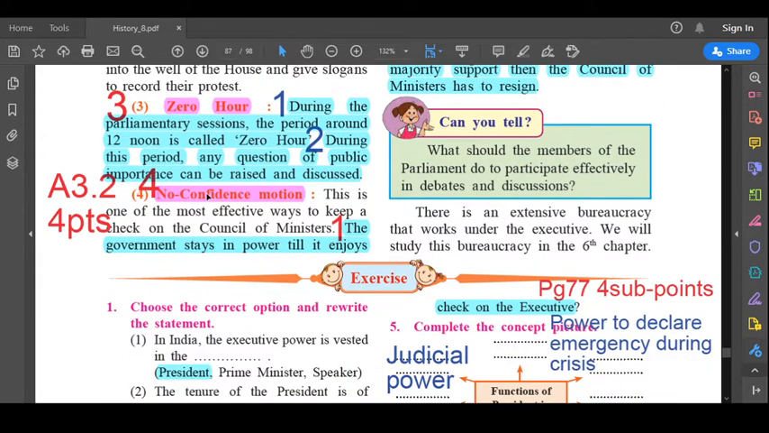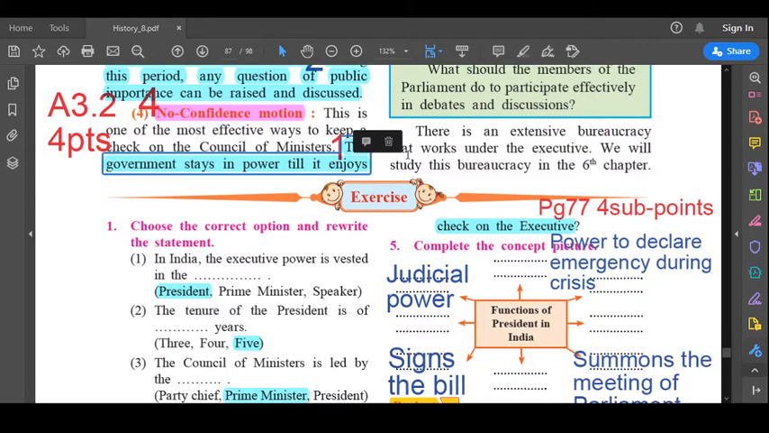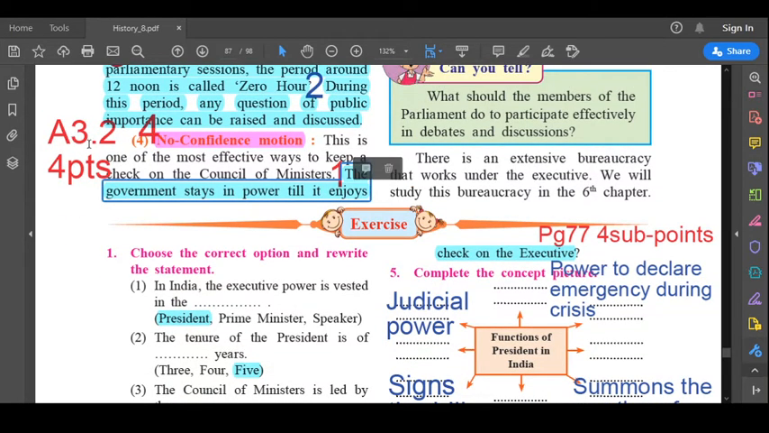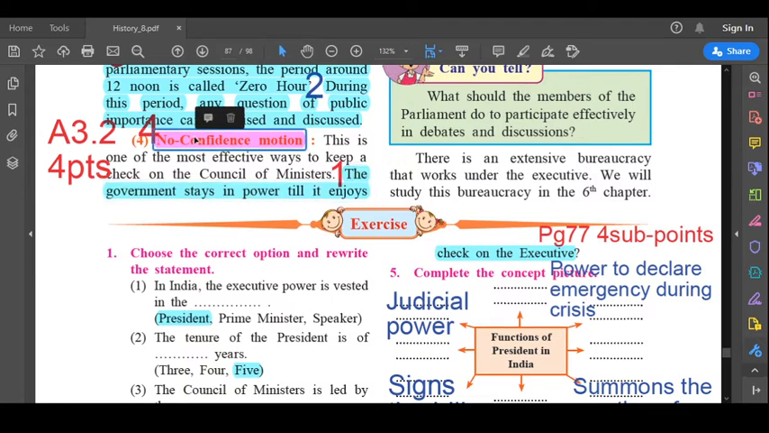The fourth and the last sub-point is no confidence motion. And this point, again, it comprises of 4 other points. This answer I had marked for you all, no children, answer 4.3. The same 4 points you're going to write for this 4th sub-point. I'll read out the points again for you all.